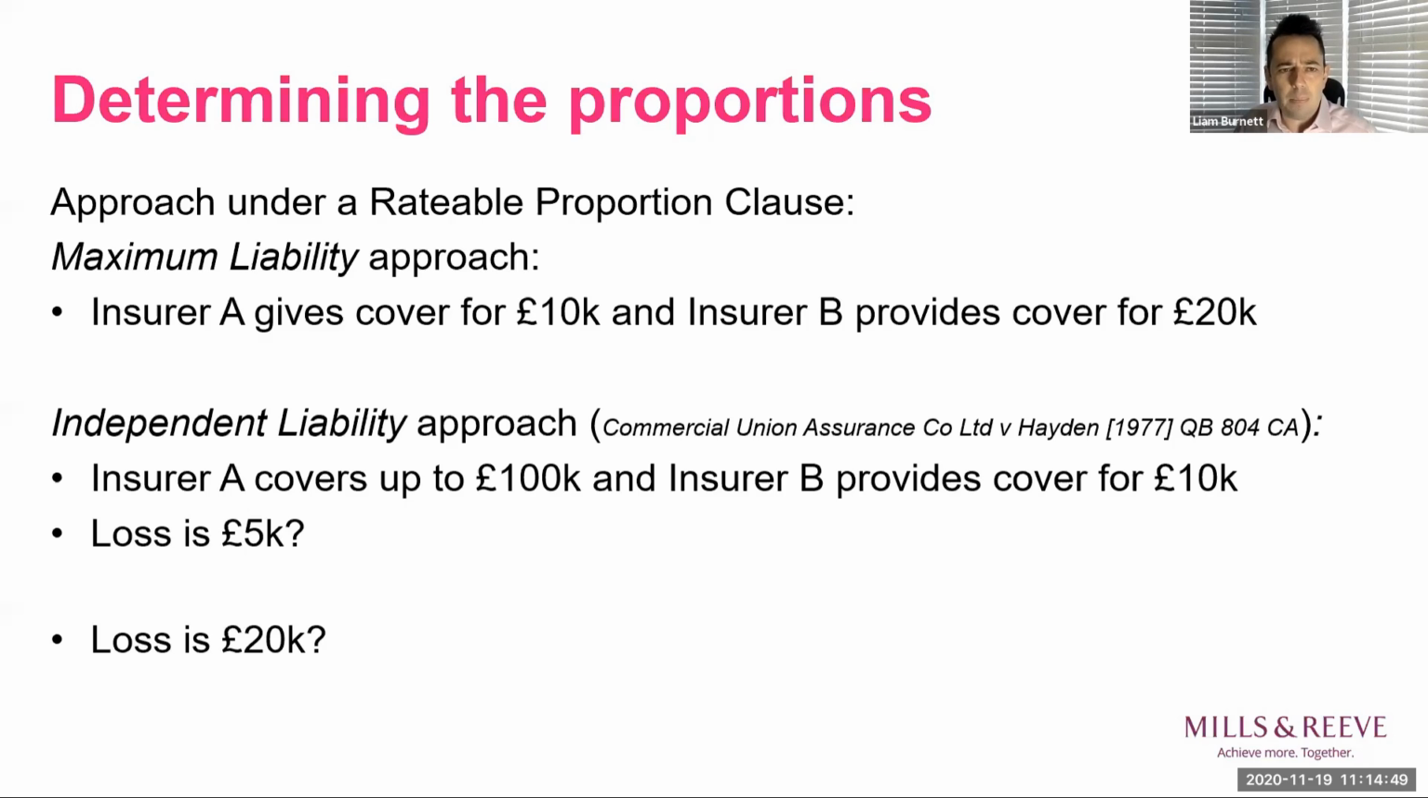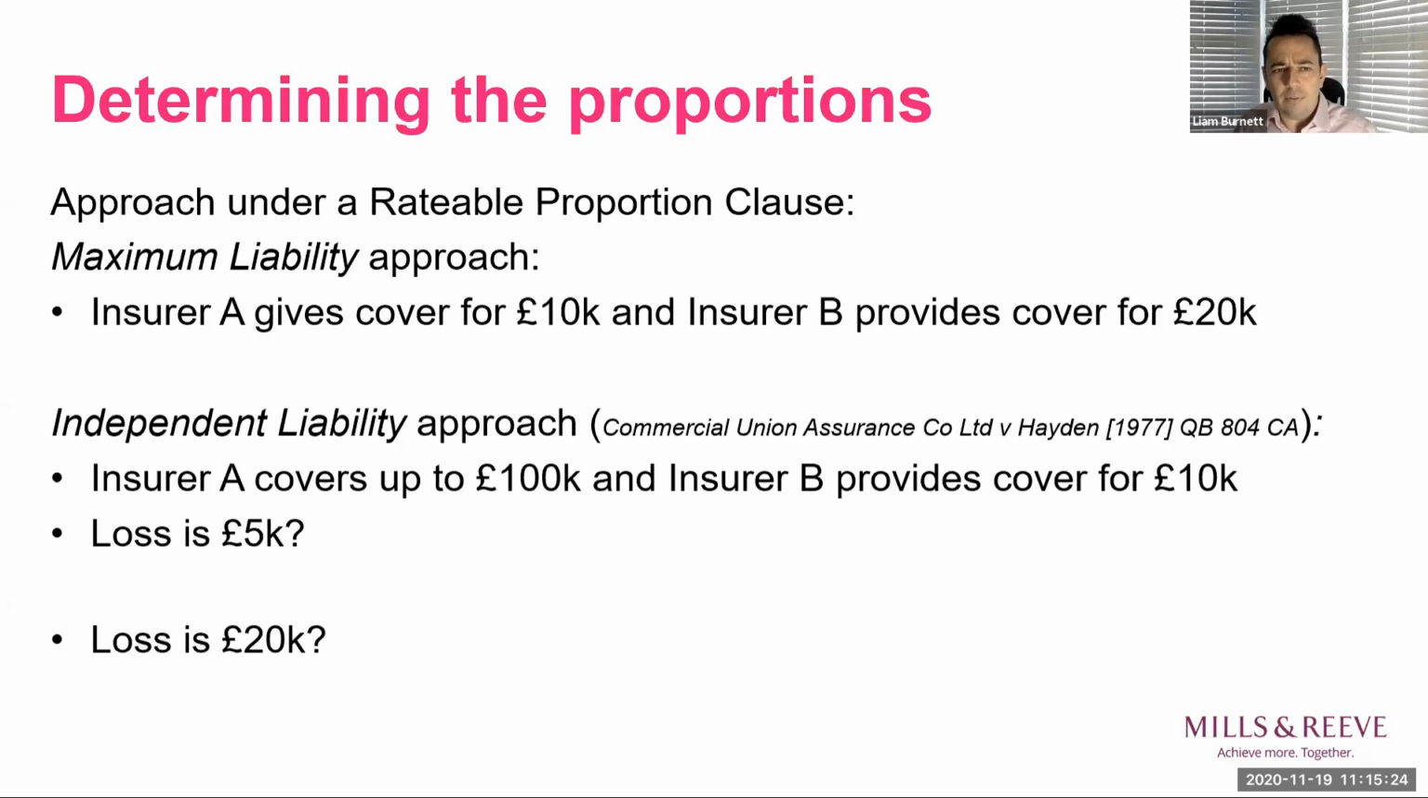The maximum liability approach usually applies to property insurances, where the contribution is calculated by reference to the sum insured. So where the sum insured is the same in both policies, the insurers are liable equally. However, where the sum insured is different, insurers will bear liability for the amount that their policy bears to the total loss. I'm just going to explore that in an example for a second.